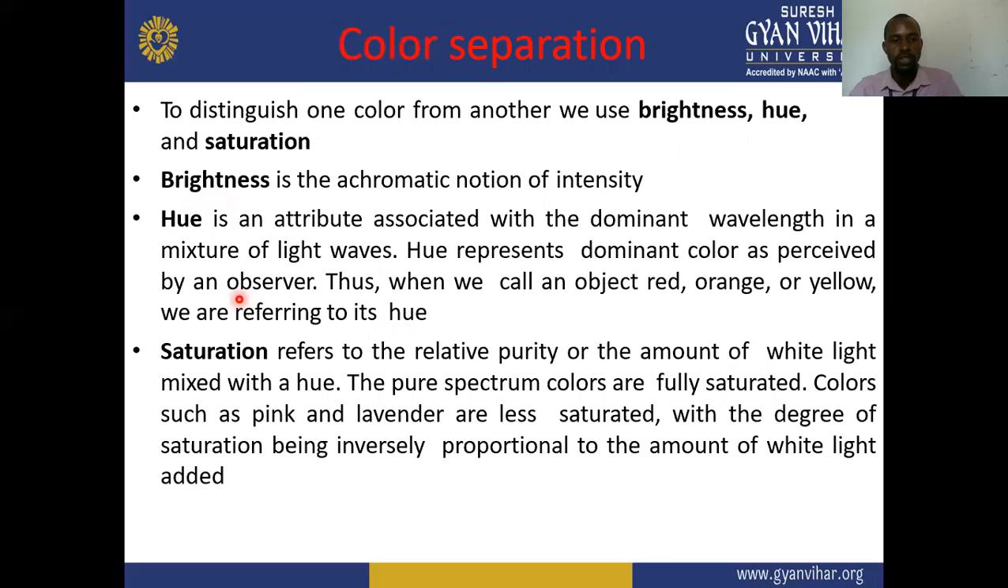Then we have saturation. Saturation refers to the purity, or the amount of white light mixed with a color. The pure spectrum of colors is fully saturated, while colors such as pink and lavender are less saturated, with the degree of saturation being inversely proportional to the amount of white light added. These are the three components that are used for color separation.